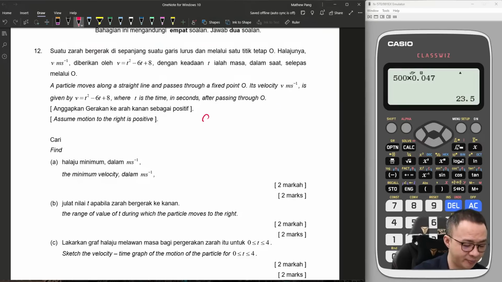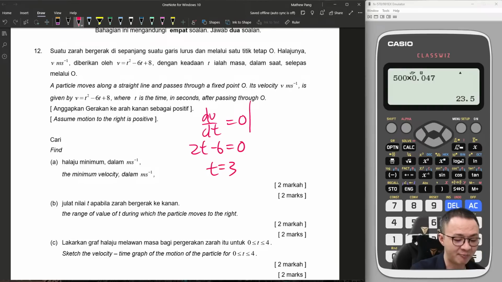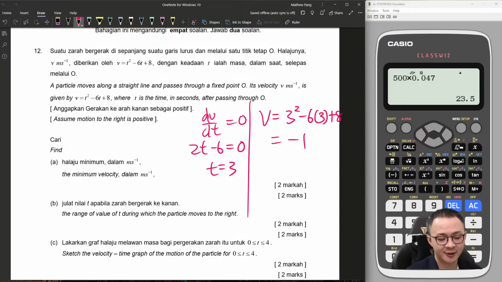Okay, so for the minimum, dv/dt equals 0. So 2t minus 6 equals 0, t equals 3. Remember, don't stop here. We want to find v. So 3 squared minus 6 times 3 plus 8. So it should be negative 1, isn't it? Yeah, negative 1.